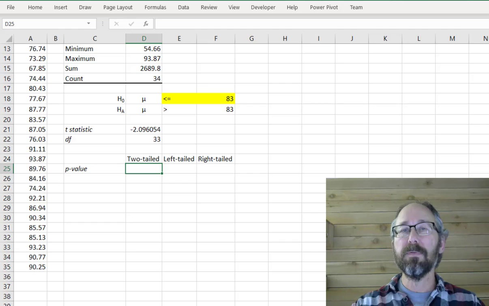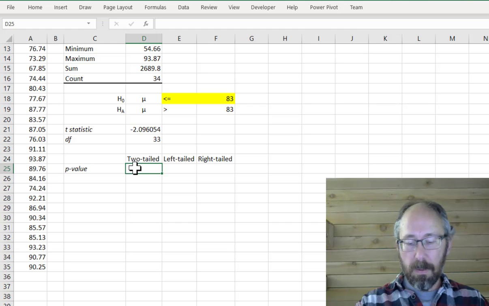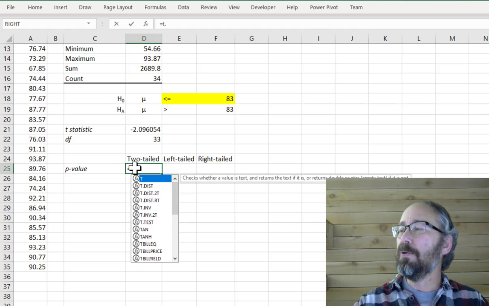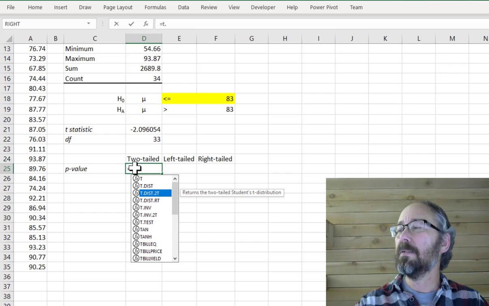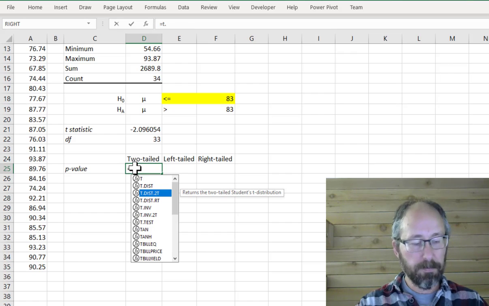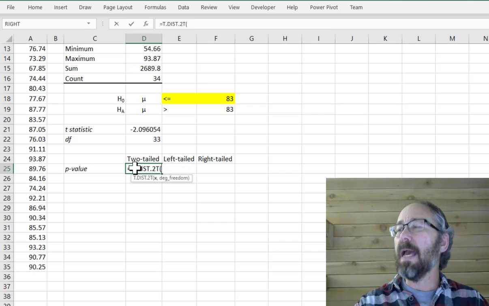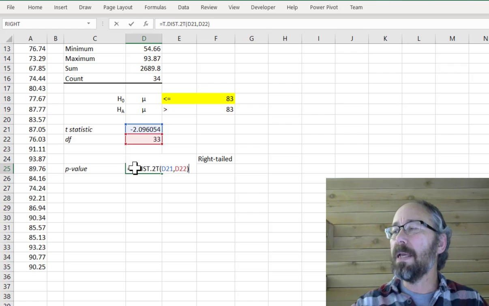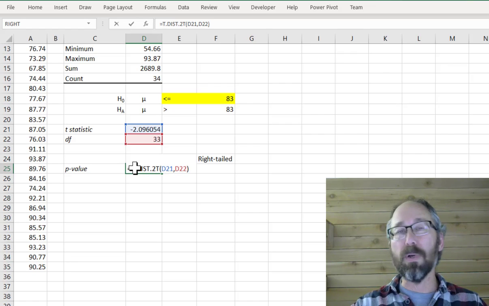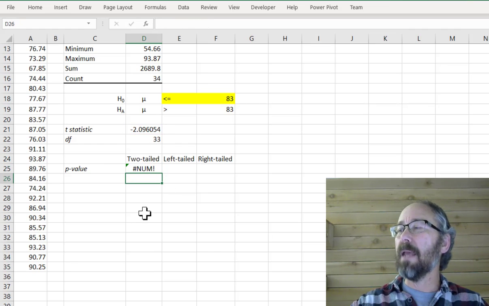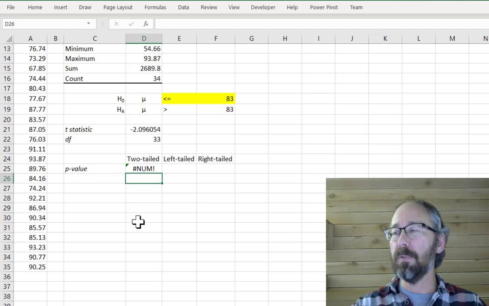Let's enter the formula for calculating the p-value for the two-tailed test. Now, it uses the T.DIST.2T for two-tailed, and the x value is your t-statistic, and the degrees of freedom are your degrees of freedom. Now, before I hit enter here, I want you to know that it's going to create an error, and I'll explain why. So here we get a NUM problem, a number problem.